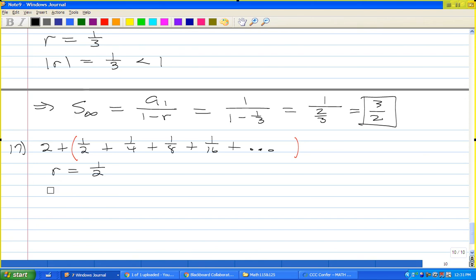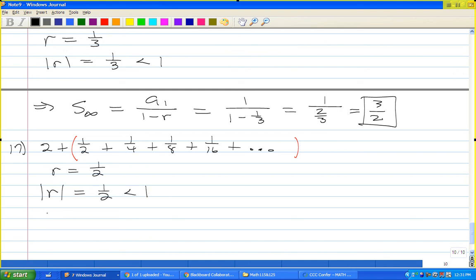Okay, so this is not a geometric series. You cannot use the first term. You have to start at the second term and continue on from there. Starting from the second term and continuing on forever, that sum is a geometric series. So then let's find the common ratio for what is in the red parentheses here. The common ratio is 1/2. The common ratio is less than 1 in absolute value.